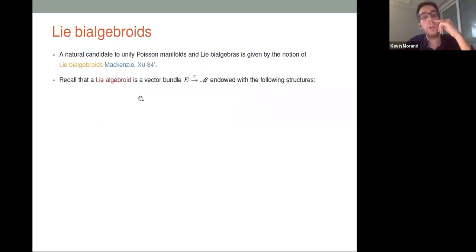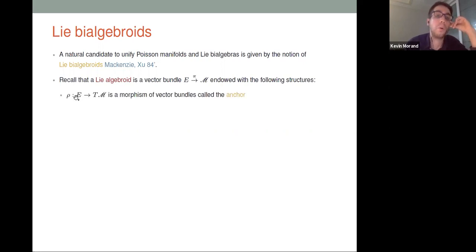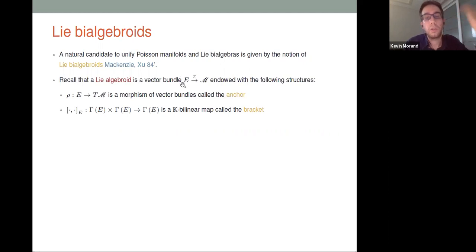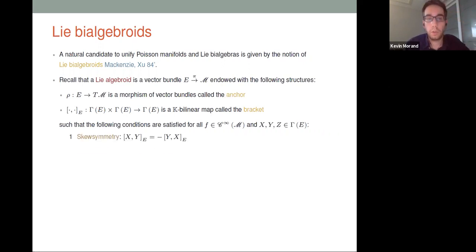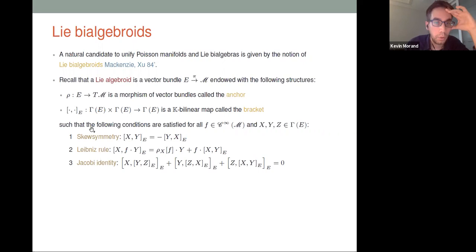So let me provide some definitions. Let's recall that a Lie algebroid is a vector bundle E over a manifold M, which is endowed with the following structure. On the one hand, we have a morphism of vector bundles between the vector bundle and the tangent bundle of the base manifold, known as the anchor. And also the space of sections of the vector bundle is endowed with a bracket. These two maps satisfy some natural compatibility conditions. First of all, the bracket is a Lie bracket, so it satisfies the Jacobi identity and it is skew-symmetric. And also it enjoys the Leibniz rule, in which we use the anchor in order to write the derivation property. Okay, so this defines Lie algebroids.